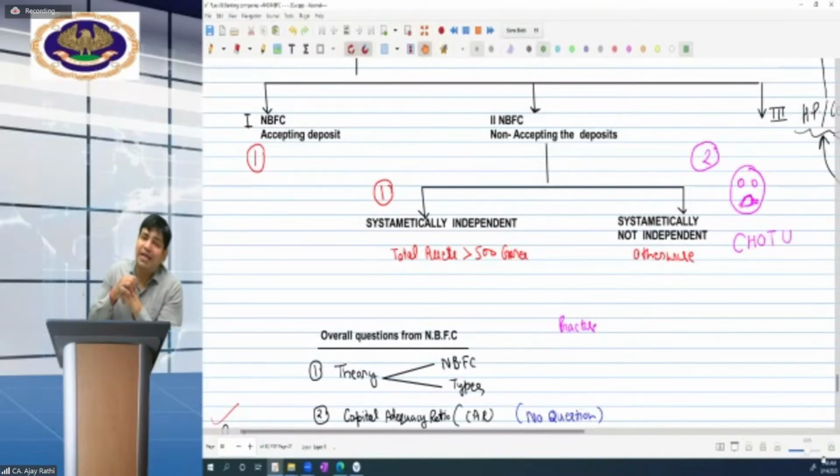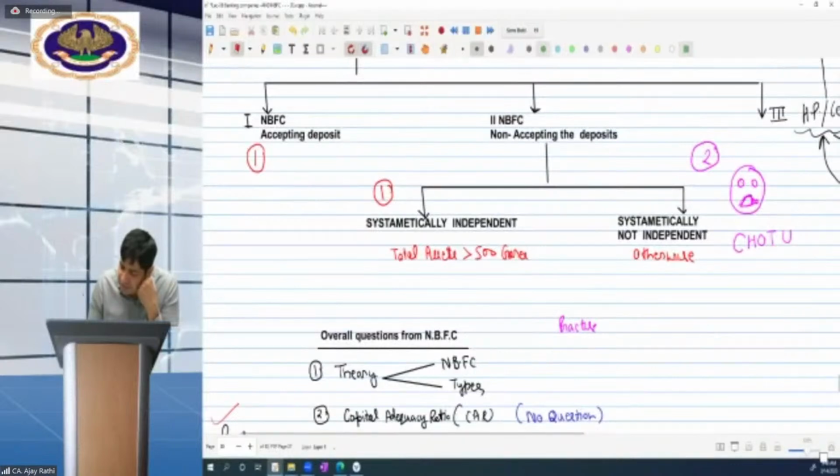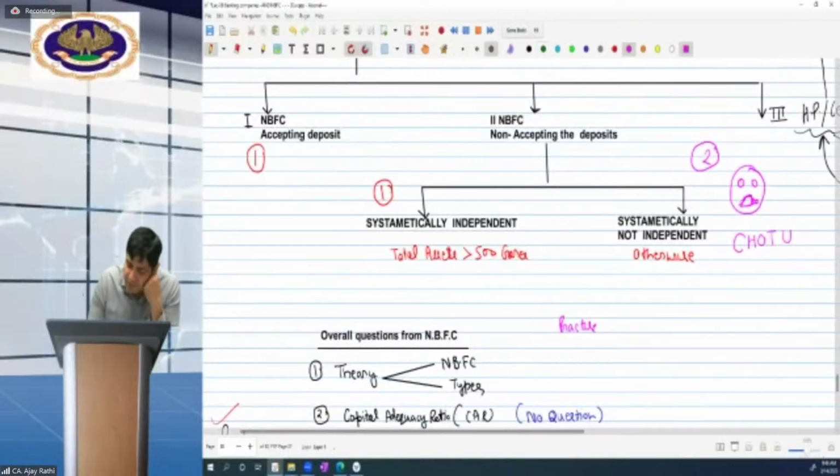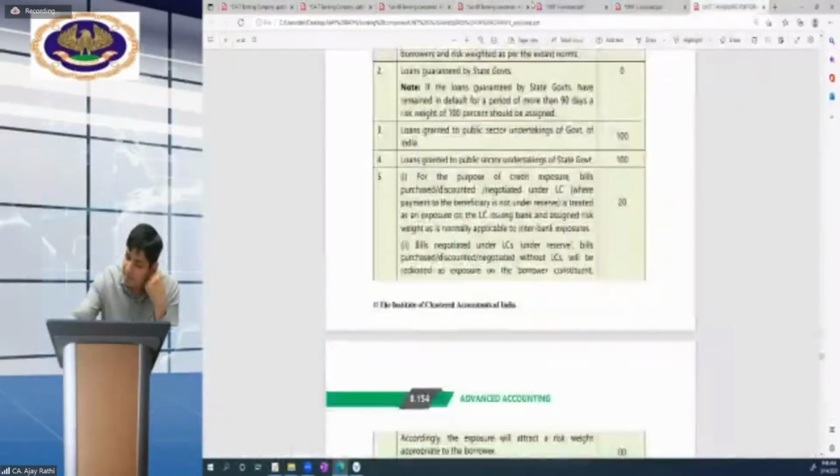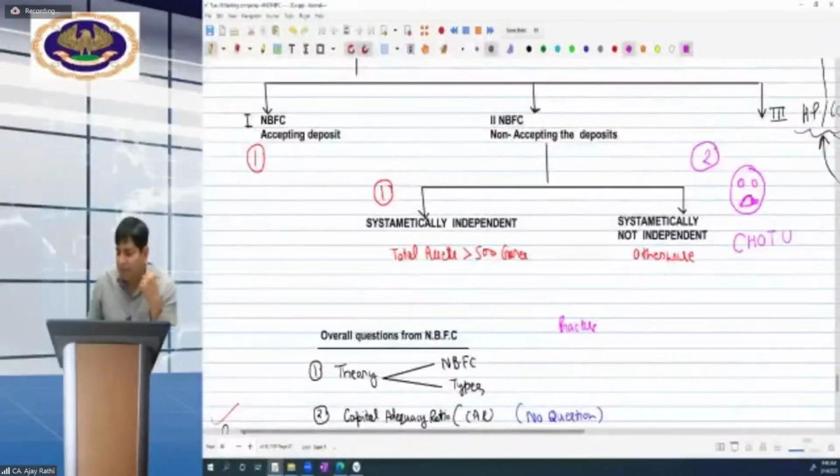NBFC non-accepting the deposit may be big or small, and big are called systemically important. Okay, beta? This is systemically important, and another one is not systemically important. Beta, these are called small NBFCs. These are called small NBFCs.